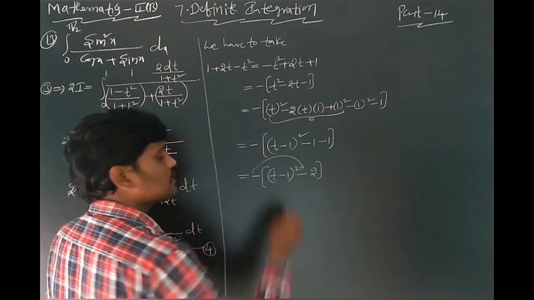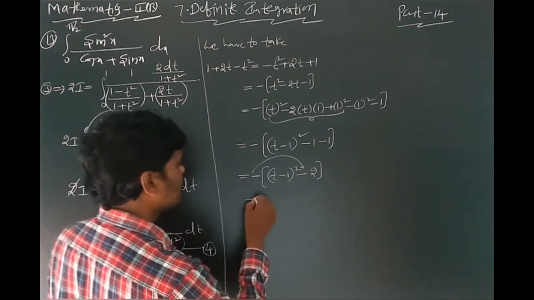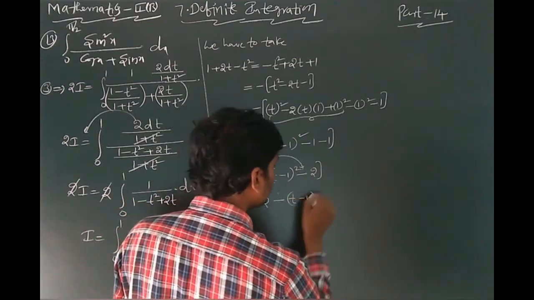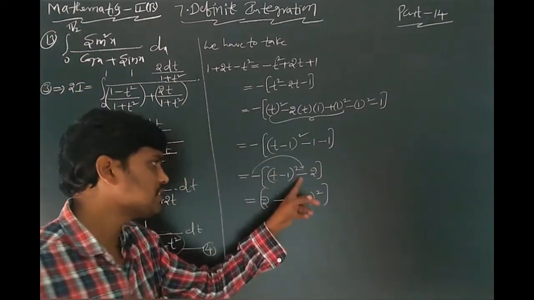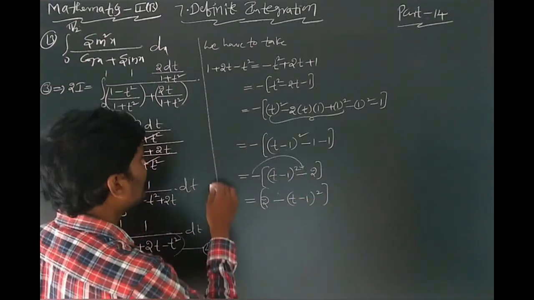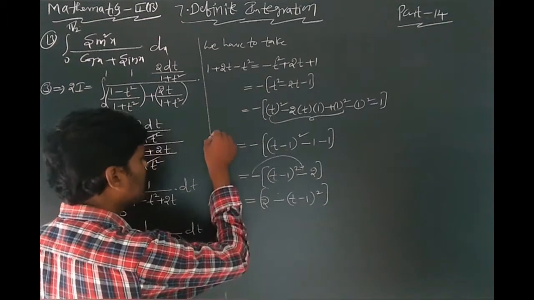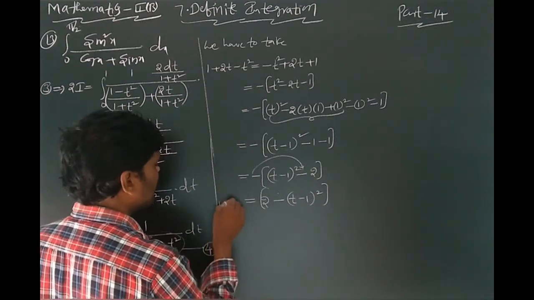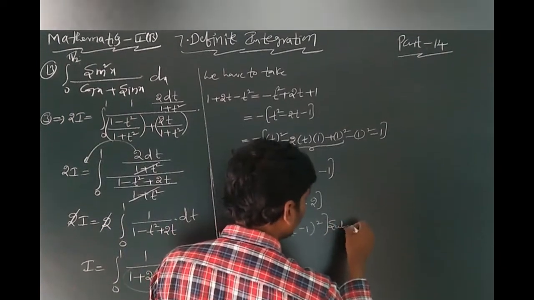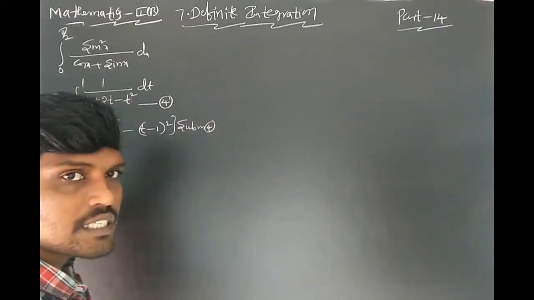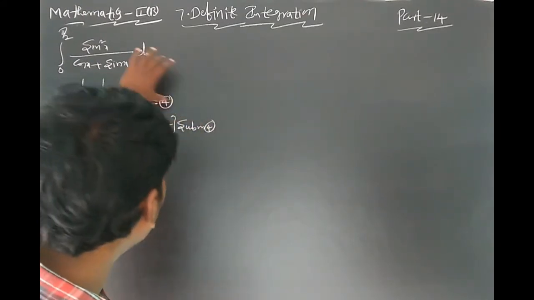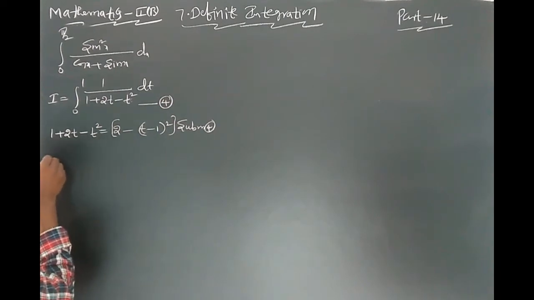You can multiply this minus inside. You get 2 minus (t minus 1) whole square. Correct or not, students? Minus into minus is plus 2, minus into plus 2 is minus of (t minus 1) whole square. This is the value of 1 plus 2t minus t square. This value, 1 plus 2t minus t square equals 2 minus (t minus 1) whole square, is substituted in equation 4.